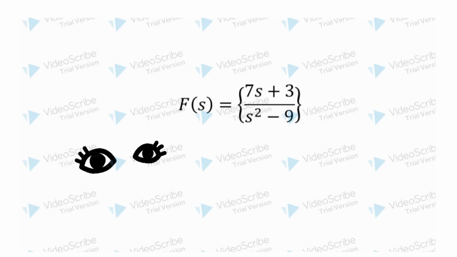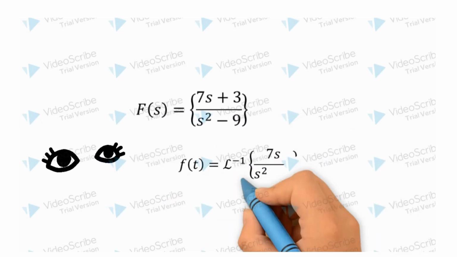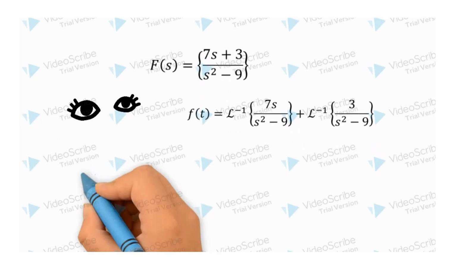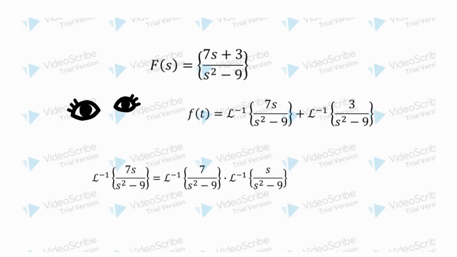Because this equation is a plus and minus operation, we can separate it like this: the inverse Laplace transform of 7s over s squared minus 9, and the other one, plus the inverse Laplace transform of 3 over s squared minus 9. So we can invert this function one by one. If the equation is multiplication or division, we cannot separate it like we have done before. This is absolutely wrong.